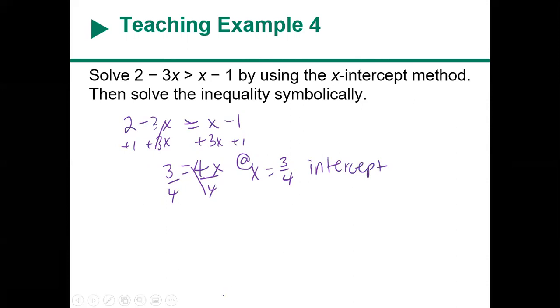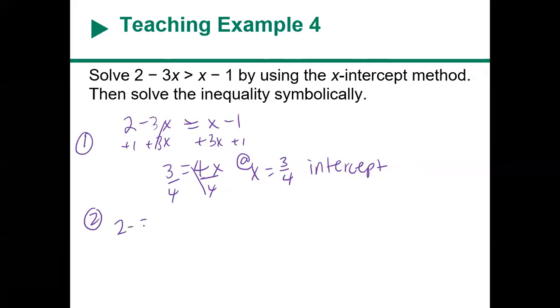Okay? So the intercept method means that now you're going to take the value of the intercept and plug it into each one. So this was part 1 of it. Part 2 is I'm going to substitute it into each part of the function.